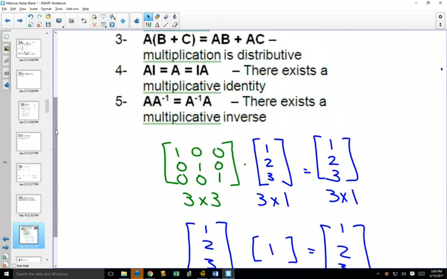So that's important. And we also want to find out about an inverse. So if we multiply a matrix by its inverse, we're going to get 1. So we want to find that inverse. And that's another thing mathematically that we're going to do going forward.